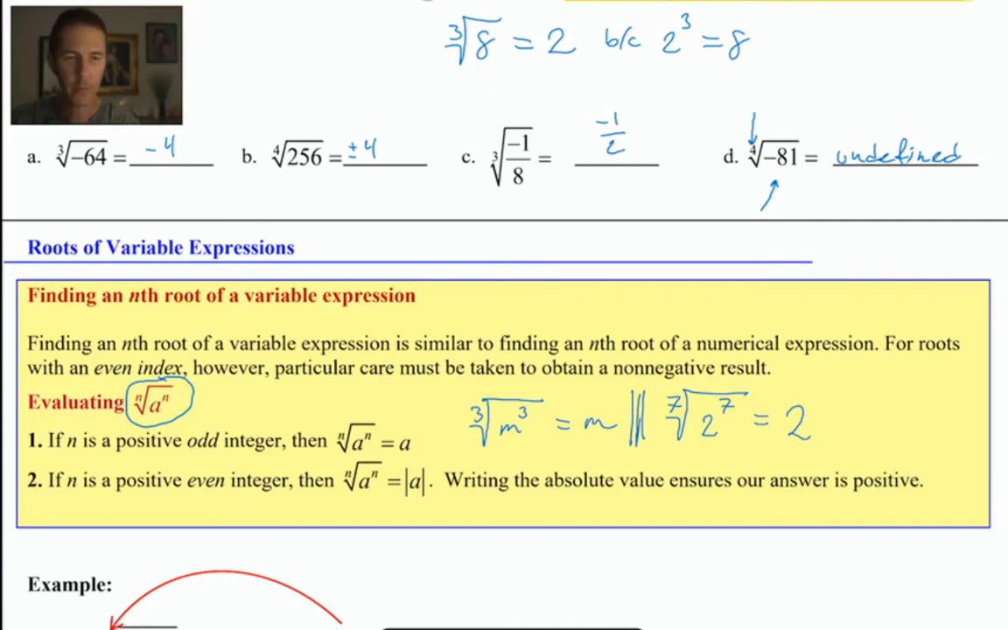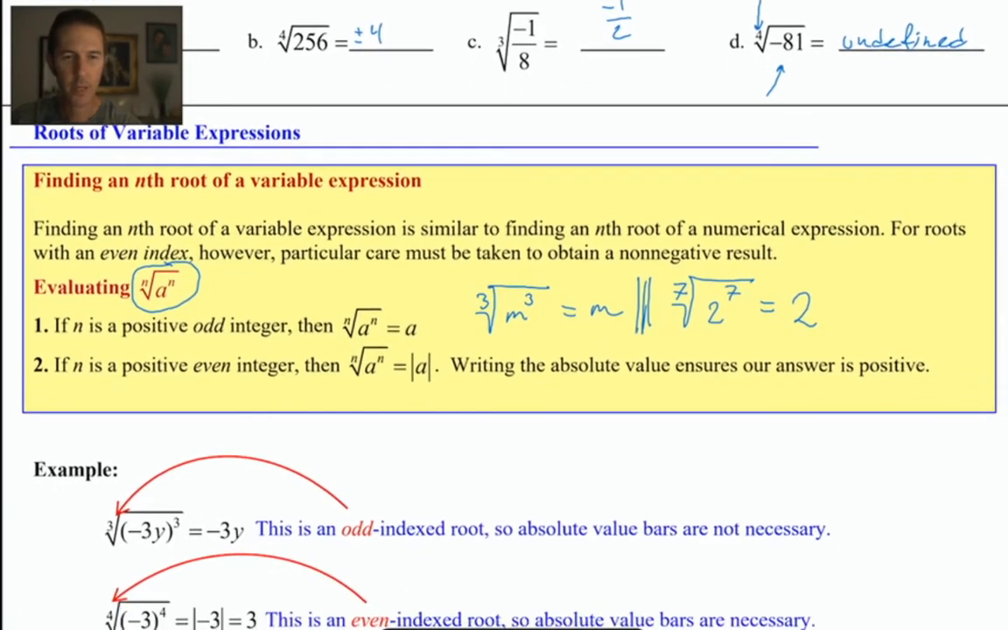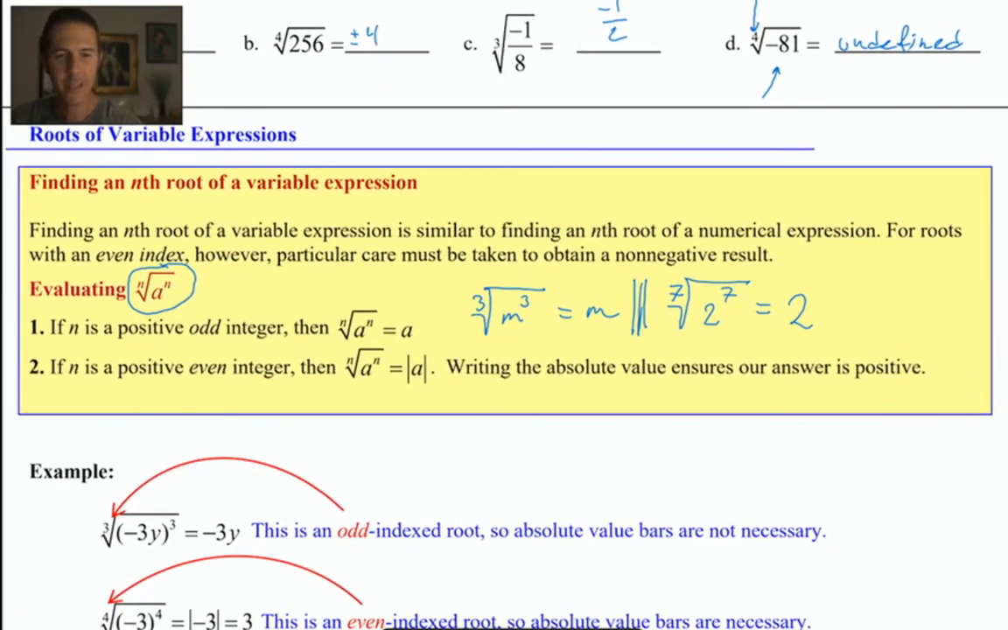Now, what about our second bullet? If the index is even, so we've got an even index and an even power, the answer needs to be in absolute value bars. Interesting. Writing the absolute value ensures that our answer is positive. I don't want to get into the explanation of why we need the absolute value bars, other than to say that way it ensures that our answer is positive.